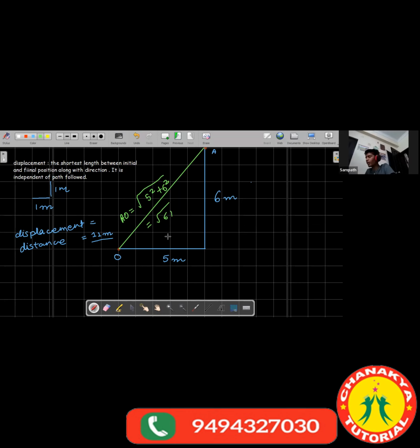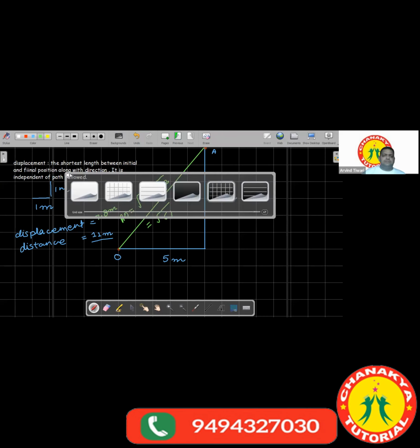Sir, it's 7.801 meters. Okay, so you get 7.8, right? So I believe you got 7.8 meter. Yes, sir. Okay. Now let's see another question. It can be just a little bit something like this also, but you have to make your own diagram. So let's see here. I'm giving you the question.